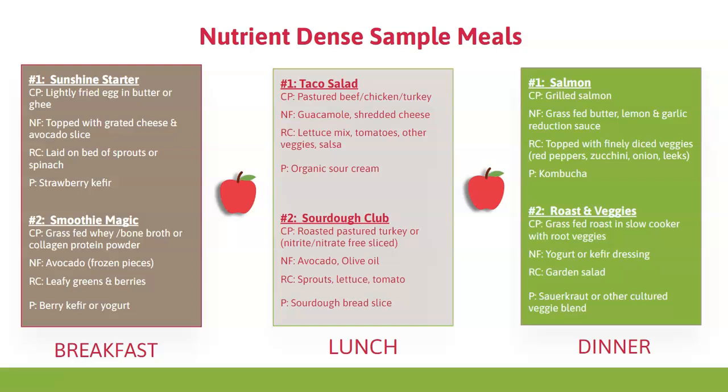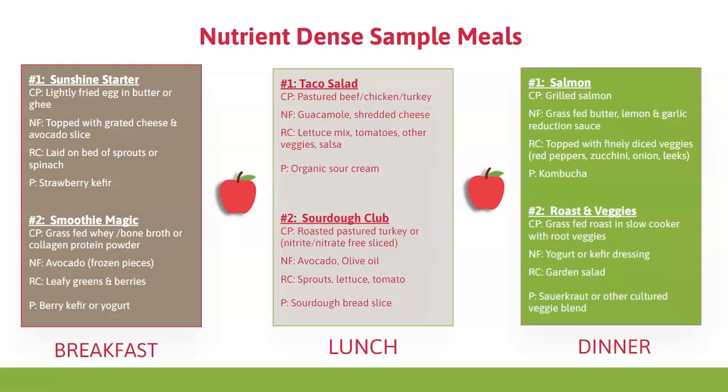And once you get used to it, it becomes a little bit easier, but maybe at first it sounds a little complicated. But your clean protein, let's say for a breakfast option, you're doing fried egg and a little bit of butter or ghee. You're topping that with some grated cheese or avocado, which is your natural fat. Then you're putting that on top of a bed of lettuce, which is your raw carb, or sprouts or spinach. And then you're drinking maybe 8 ounces or so of your probiotic, which is strawberry kefir. That's a great breakfast. Smoothie is another example, and you'll see the breakdown there.